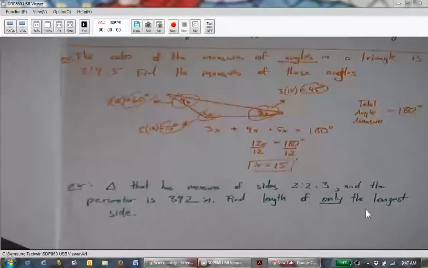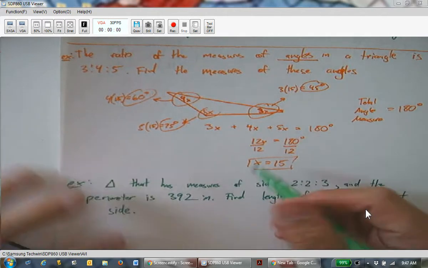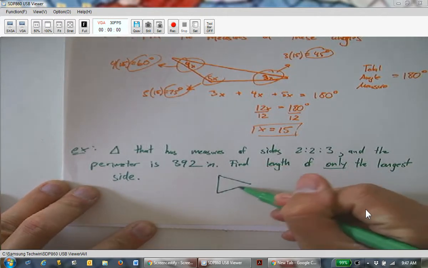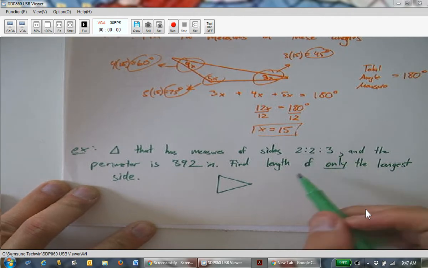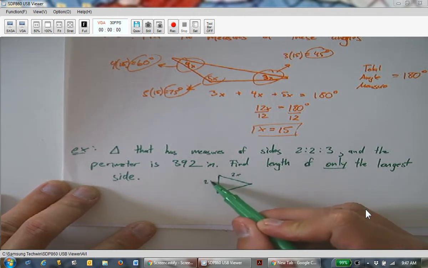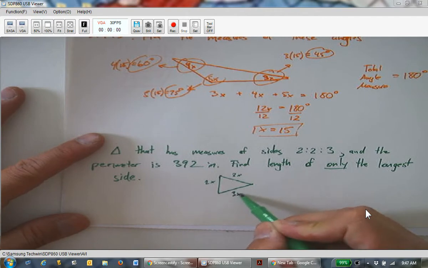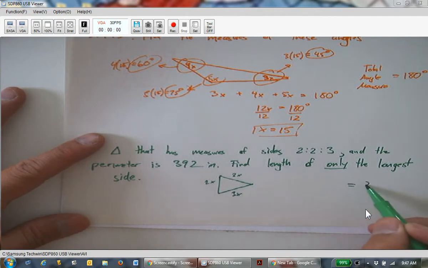All right, guys. So what did you end up finding out? You guys created a triangle. You might have noticed that there's a 2 and 2, so that's like a 2x, meaning two sides are about equal to each other. What kind of triangle would we call this, by the way? It's an isosceles triangle. And then you know the total perimeter is going to be equal to 392.